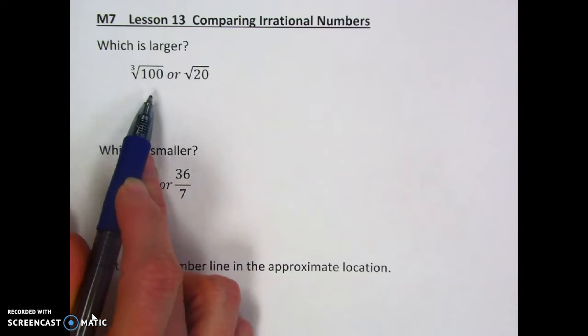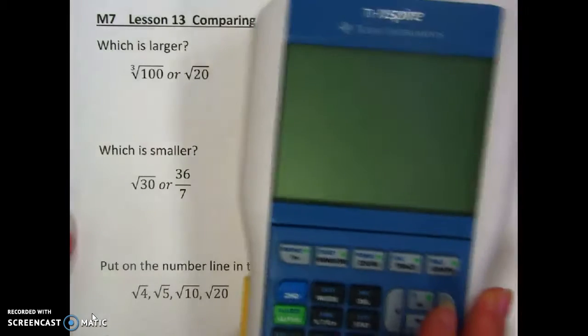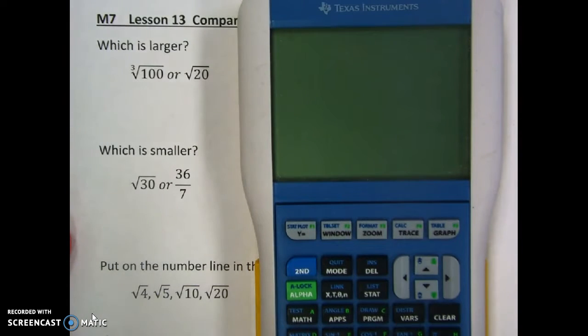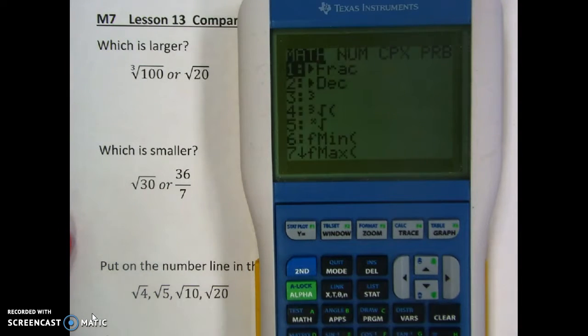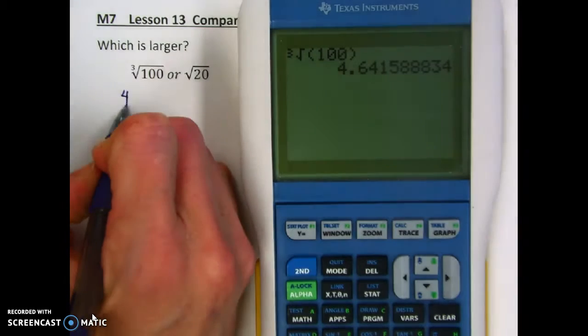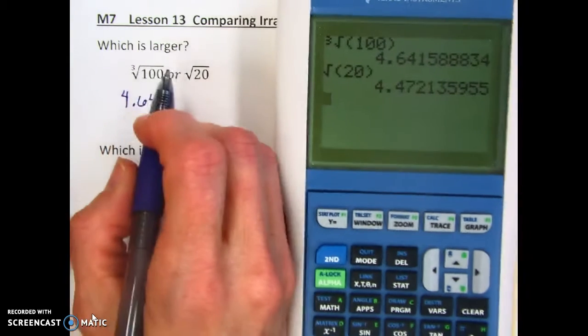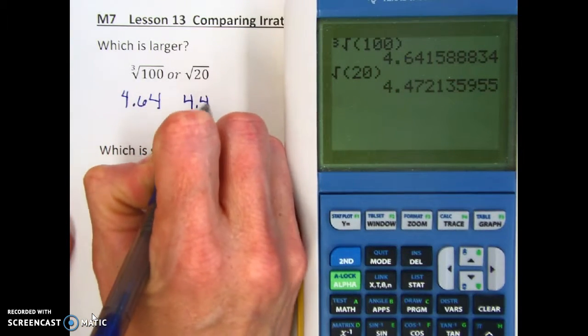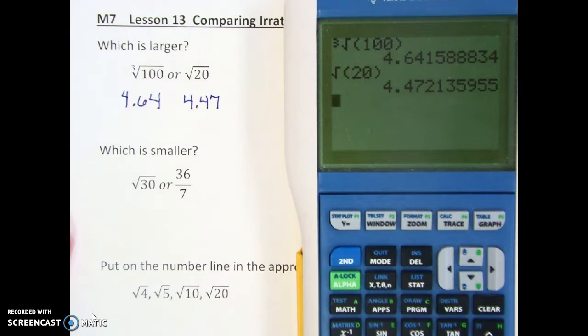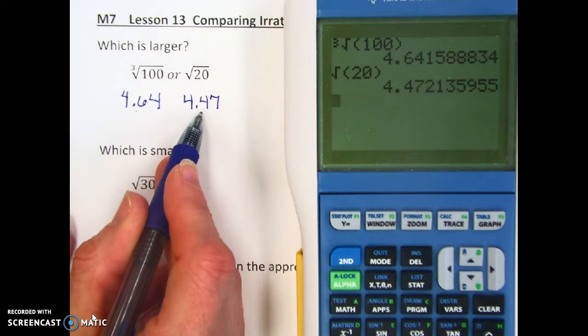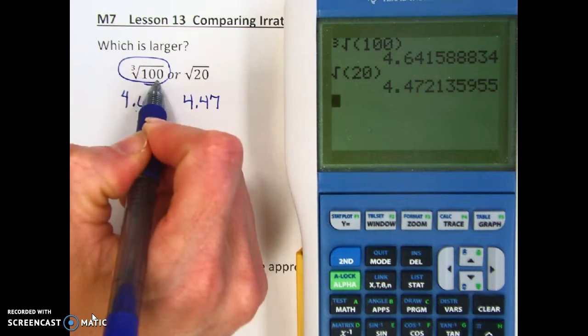So in order to figure out the decimal approximation, we're going to put this in the calculator. If you recall, the cube root is under math. It is the fourth one. So the cube root of 100 is about 4.64. And then the square root of 20 is 4.47. So if they're asking us which number is larger, well, 4.6 is bigger than 4.4, so this is the larger number.